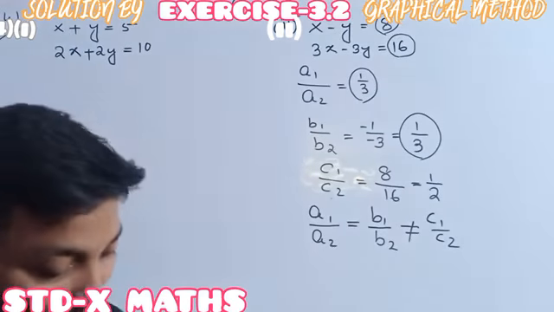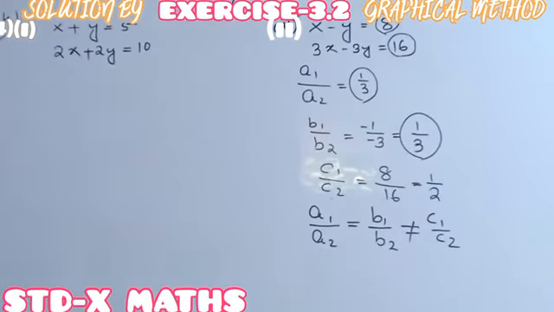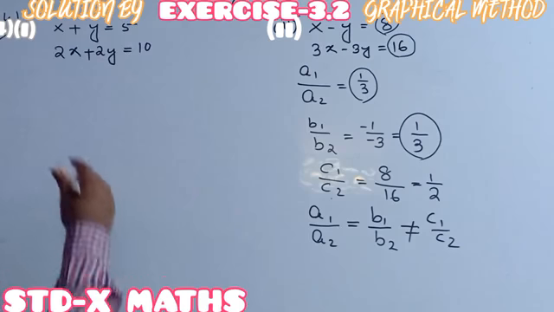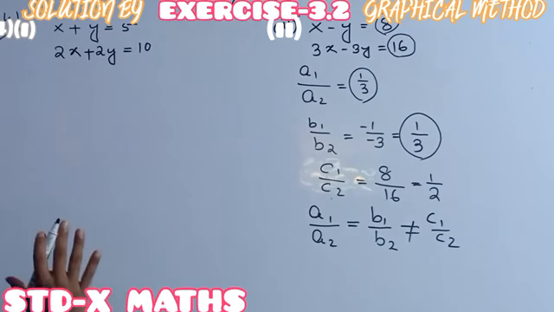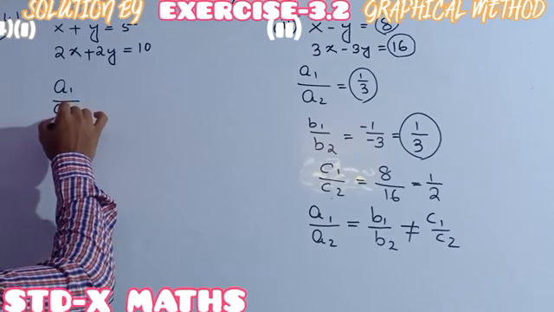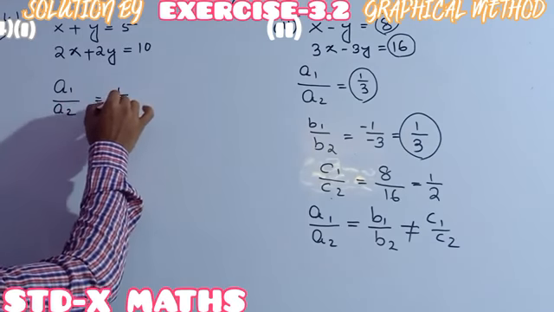So now we will do question number 4(i). Just see, here first we have to check the ratio of their coefficients, whether it is consistent or inconsistent. See, here a1 divided by a2 is 1 by 2.